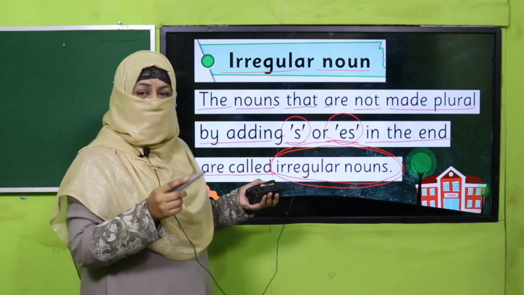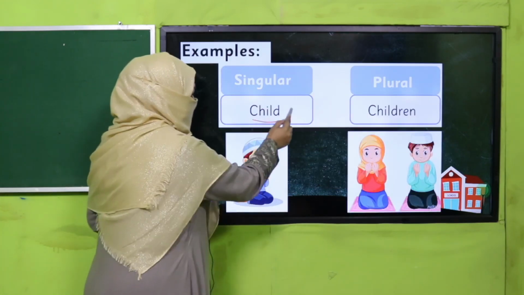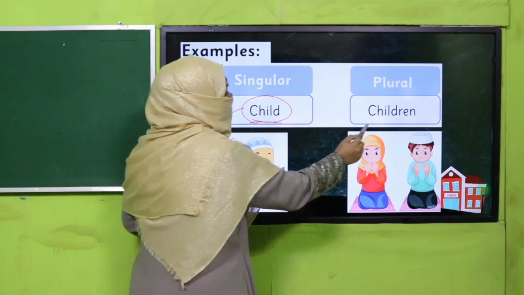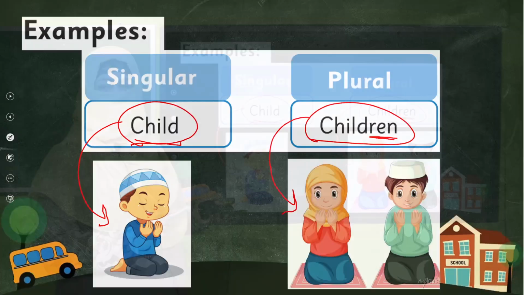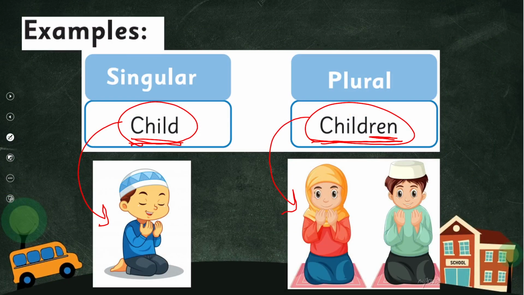So how do we do that? We change the spelling, okay? Like this. Child, one, it's singular. So its plural is children. The spellings are different, so we have to learn it. Children. Child, singular. Children, plural. We have not added s or es. That's why it's an irregular noun.